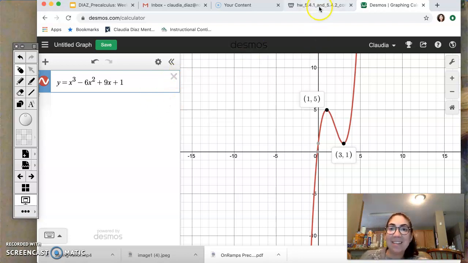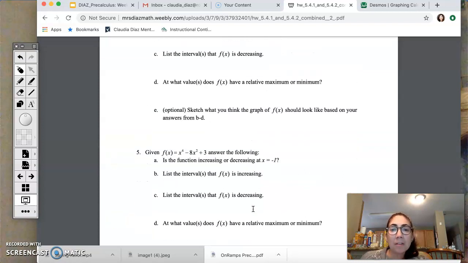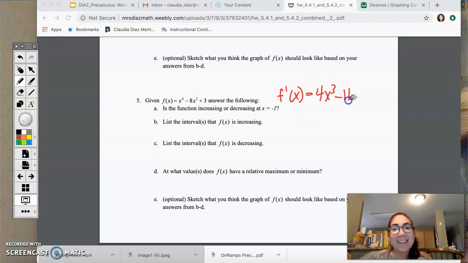All right, let's see. I can always try another one, but these are all going to be very similar. Maybe I can try number 5, since that one's a 4th power. Let's try number 5. Given x to the 4th minus 8x squared plus 3, we want to find the derivative. Because remember, set the derivative equal to 0. So it's 4x cubed minus 16x.